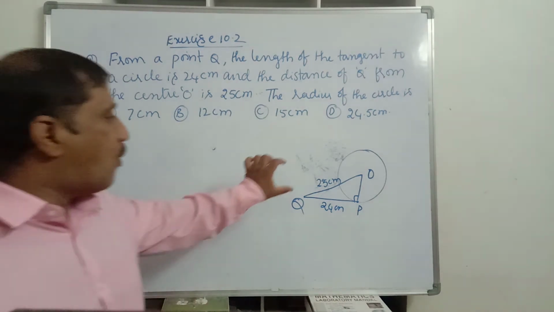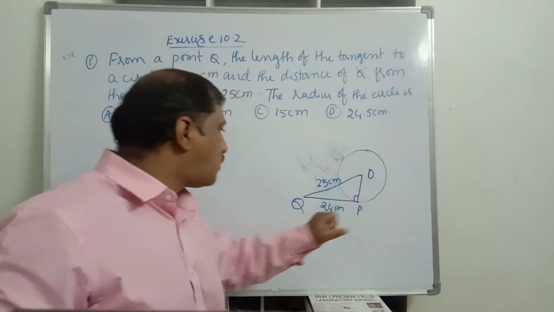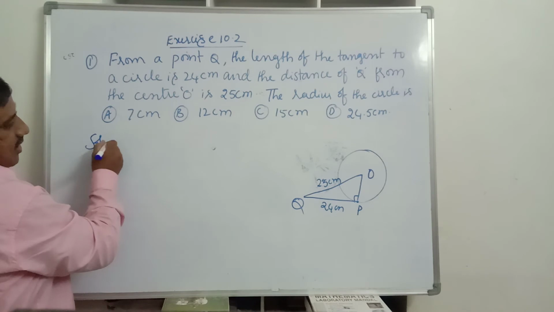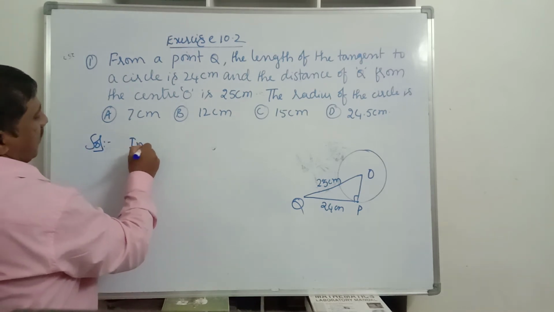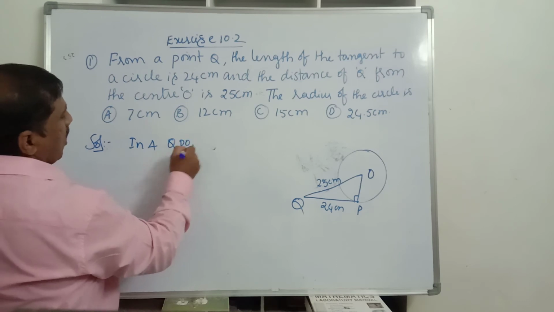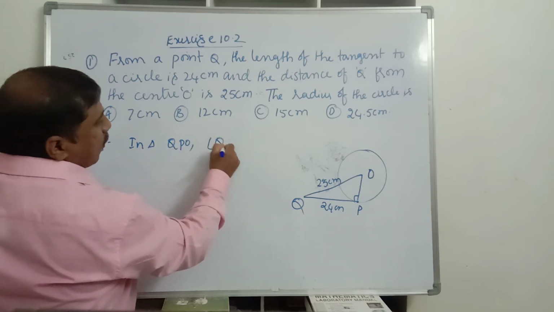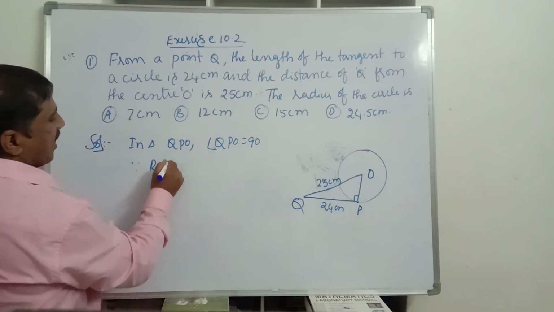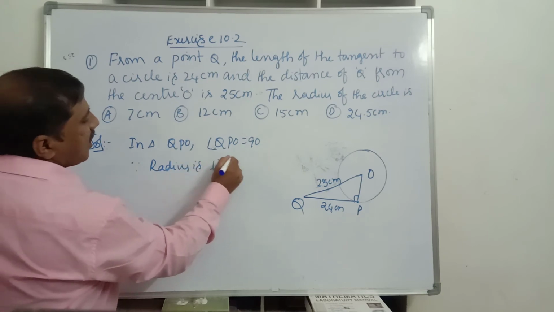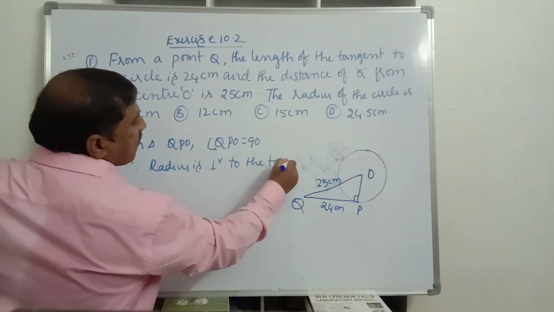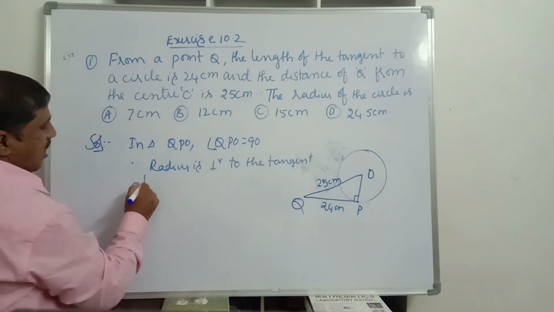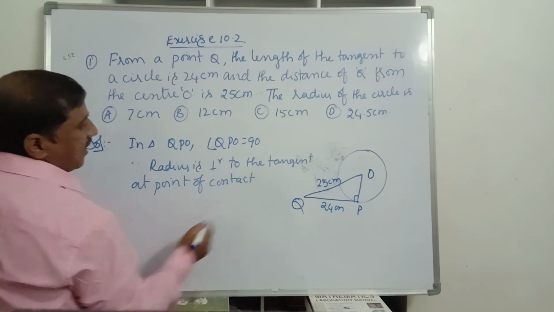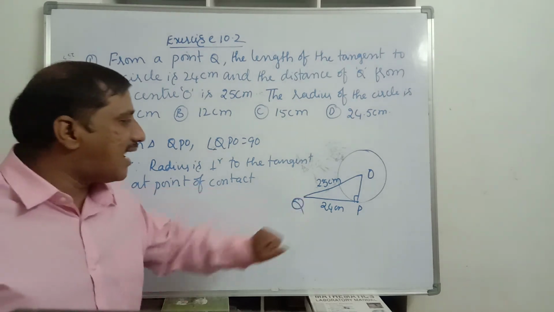We need to find OP. OP is a radius and it is perpendicular to the tangent PQ at P. Therefore, in triangle QPO, angle QPO is equal to 90 degrees, since the radius is perpendicular to the tangent at the point of contact of this circle. Now apply the Pythagoras theorem to this right angle triangle.